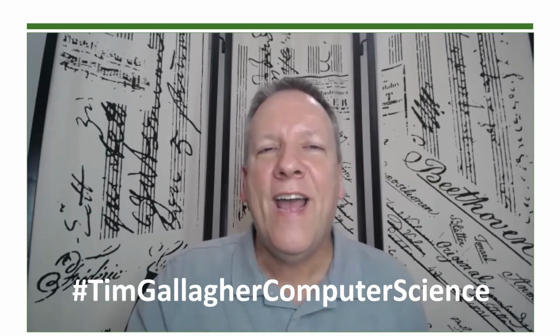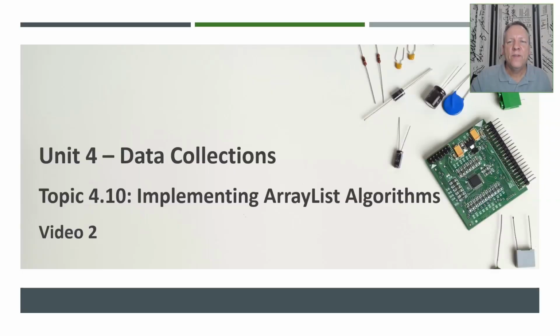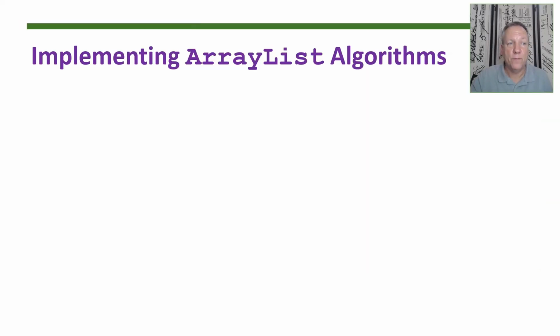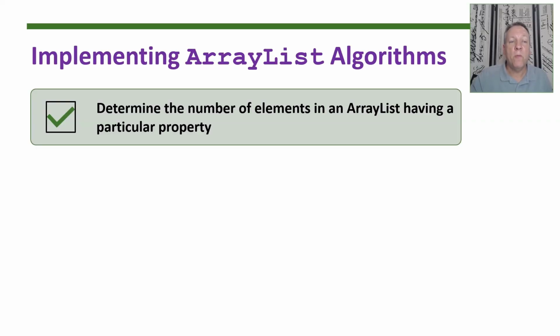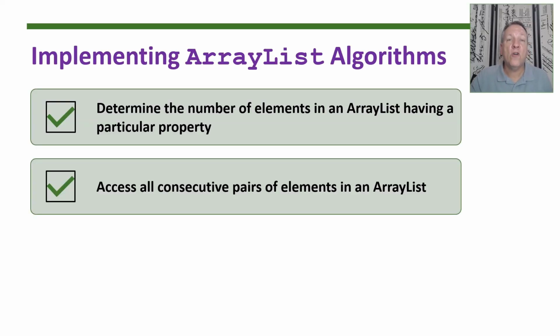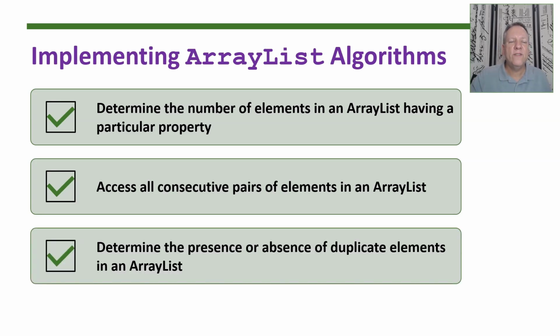My name is Tim Gallagher, and today we are going to be discussing AP Computer Science A, topic 4.10, implementing ArrayList algorithms. And in the second of two videos, we'll develop code for some standard and original algorithms and determine the results of these algorithms. So for this video, we're going to focus on these three algorithms. Let's look at determining the number of elements in an array list that have a particular property. We'll also access all consecutive pairs of elements within an array list, and we'll determine the presence or absence of duplicate elements within the array list.